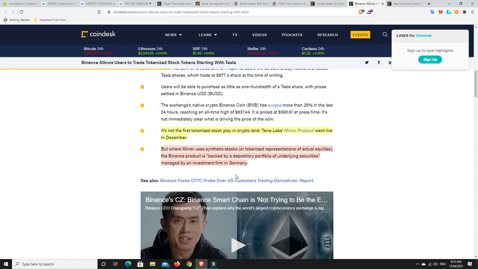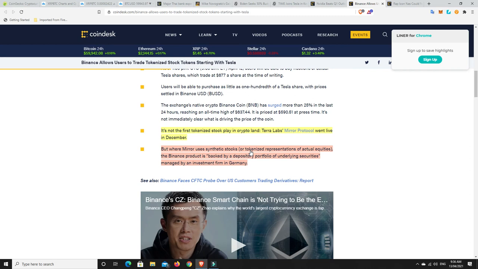They're doing something similar, but where Mirror uses synthetic stocks or tokenized representations of actual equities, the Binance product is backed by a depository portfolio of underlying securities managed by an investment firm in Germany. So you are actually buying part of the stock. You're not just buying a synthetic asset, which other platforms have used.